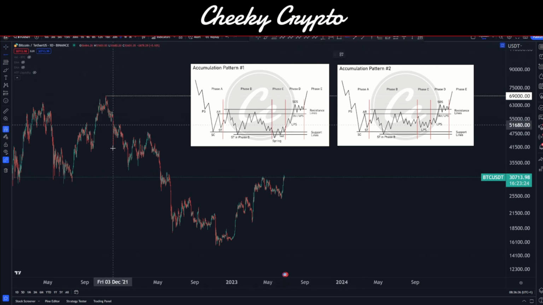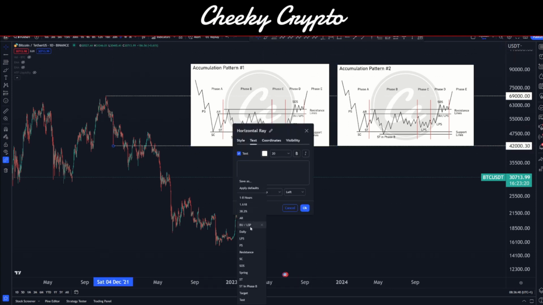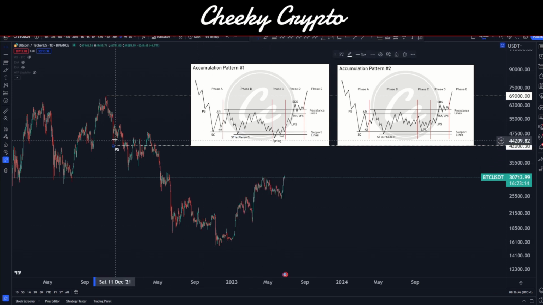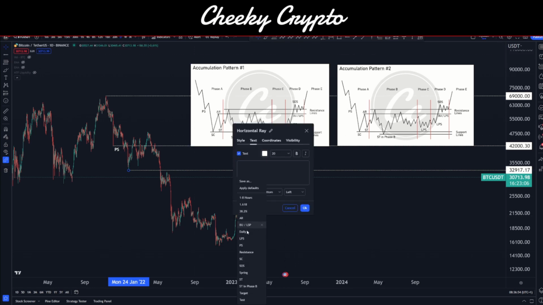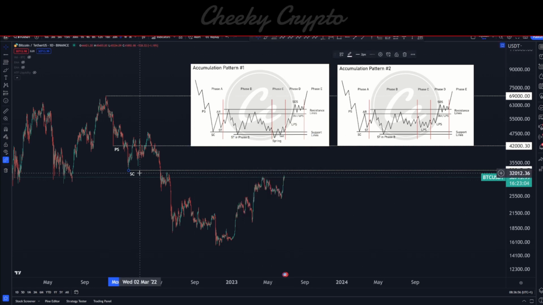Let's assume that this is our preliminary support right here. So we'll go ahead and throw this in. And this is not going to be a perfect match at all, but we'll give it a good shot. Preliminary support to be found here. Okay, so if that's our first test, we bounced up, but then we came down into a selling climax. That would go right about here. So we'll go ahead and change that into a selling climax right here.